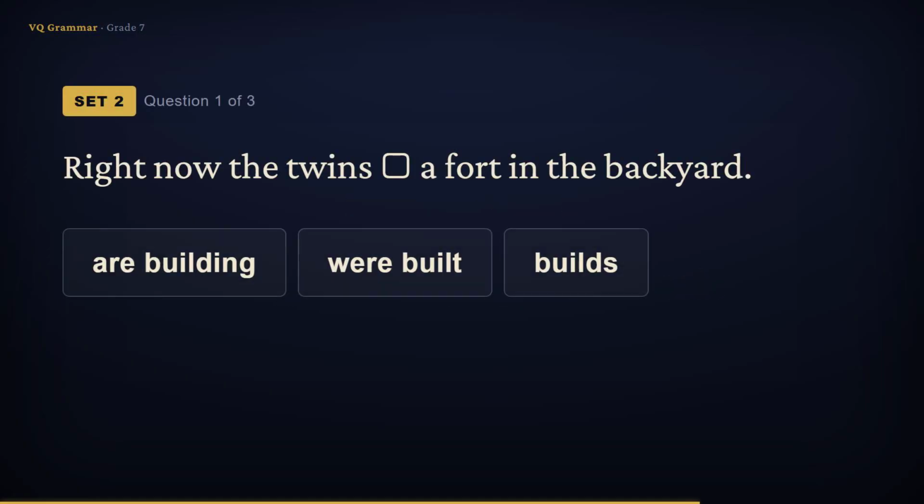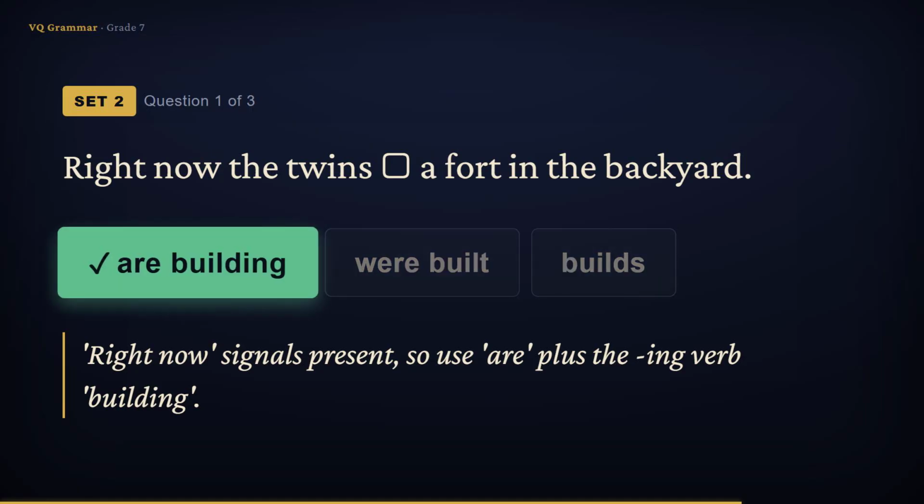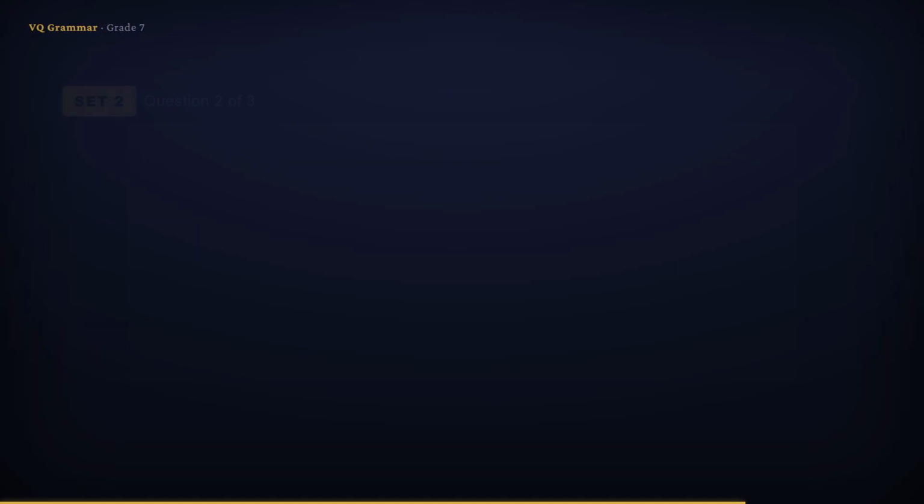Right now, the twins are building a fort in the backyard. The clue right now points to the present, so we need a present be verb plus an ing verb. Are building fits perfectly. Are for the present, building for the ing part. Were built is past and has no ing verb, and builds isn't progressive at all. So the answer is are building.